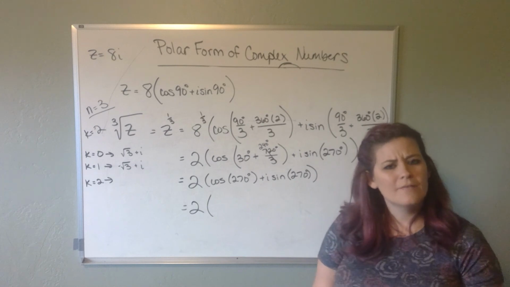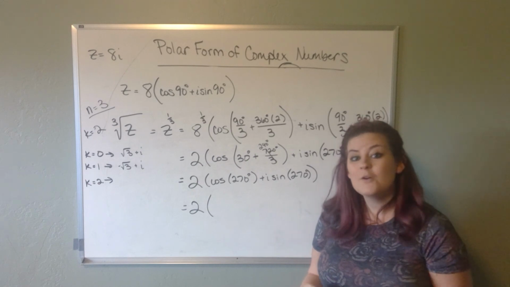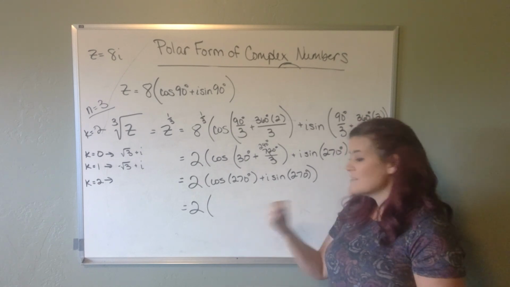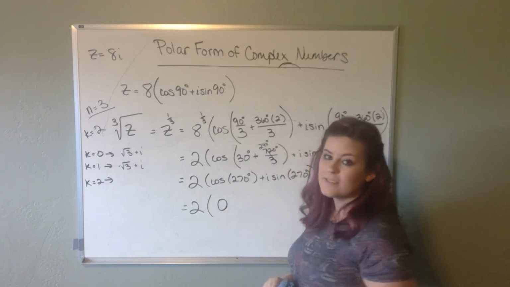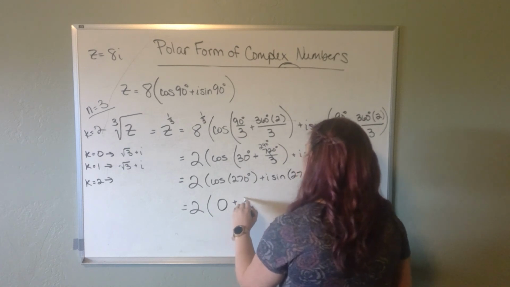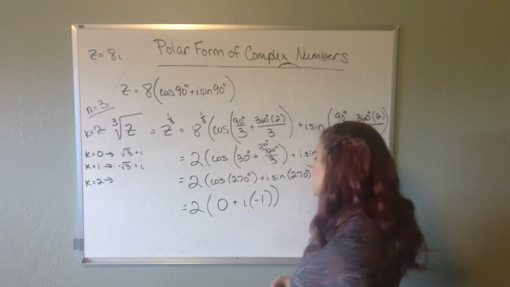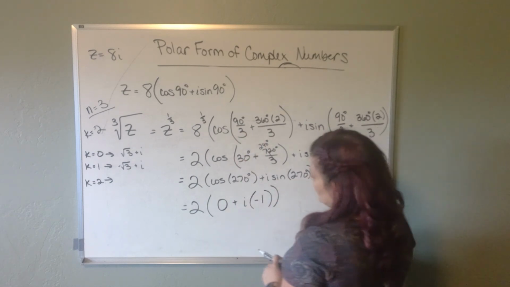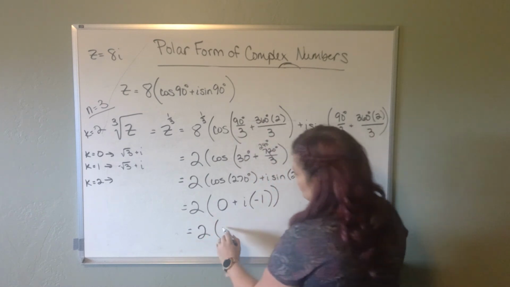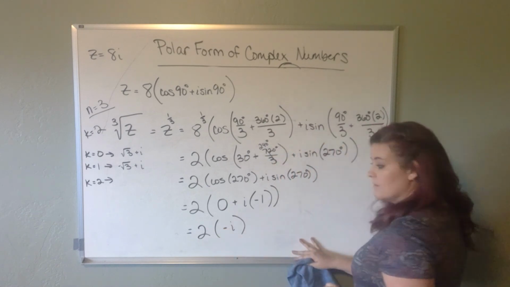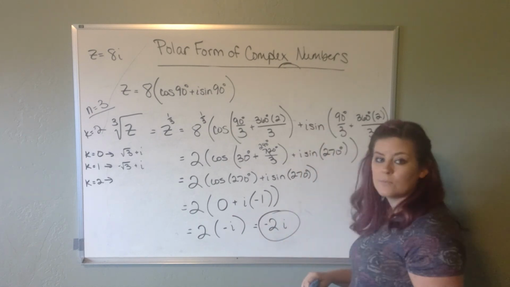What's the cosine of 270? You guys, you have your unit circles. 270 is straight down. Cosine is an x value. The x value, straight down, is 0. So the cosine of 270 is 0, but the sine of 270 is actually -1 because the sine is y and we're straight down. So what's left here? This is really just 2 times 0 minus I, so 2 times -I is all that's left there, and we'll get -2I. This is your last root.